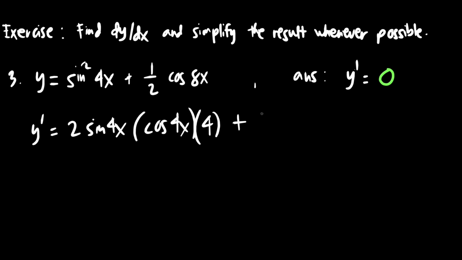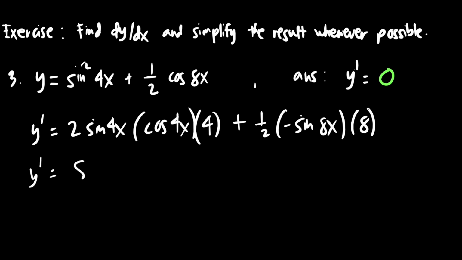So plus 1 half. The derivative of cosine is negative sine, negative sine of 8x. The derivative inside is 8. So y prime is equal to 8 sine of 4x cosine of 4x.